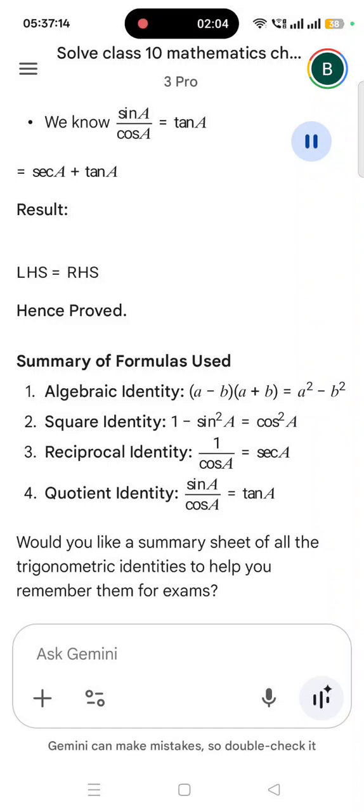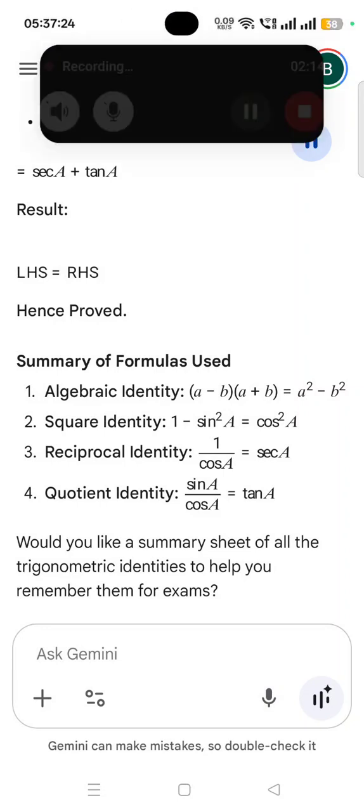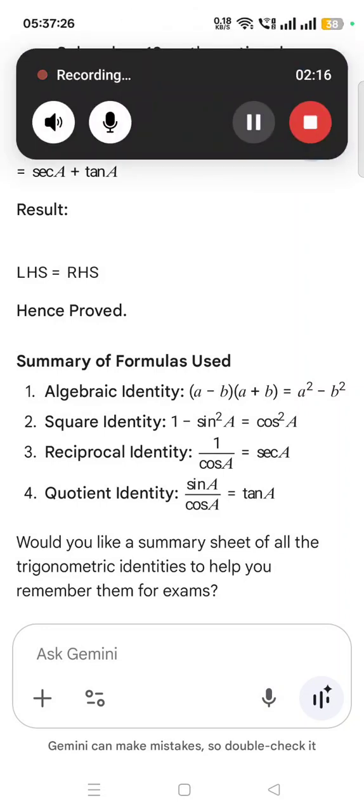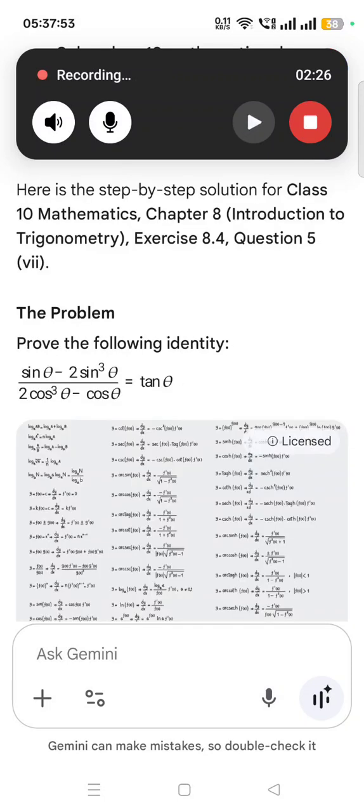Summary of formulas used. 1. Algebraic identity, (a minus b)(a plus b) equals a squared minus b squared. 2. Square identity, 1 minus sin squared A equals cos squared A. 3. Reciprocal identity, 1 over cos A equals sec A. 4. Quotient identity, sin A over cos A equals tan A.